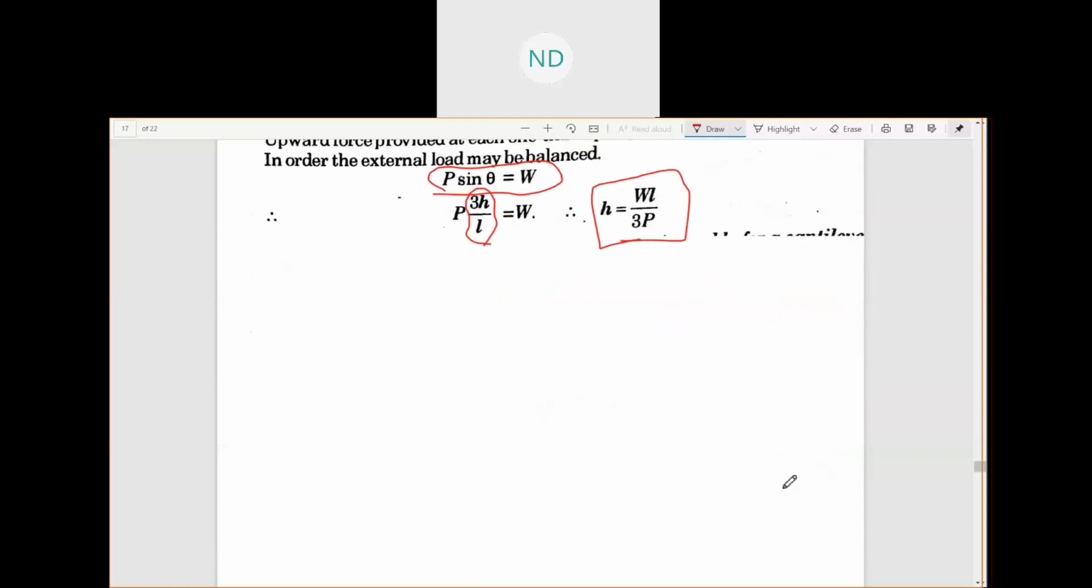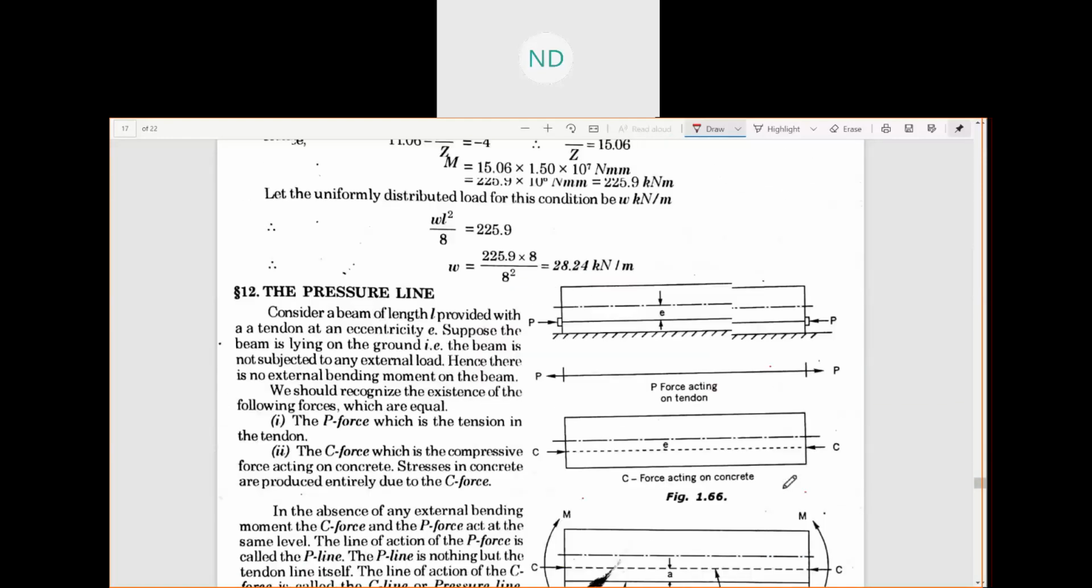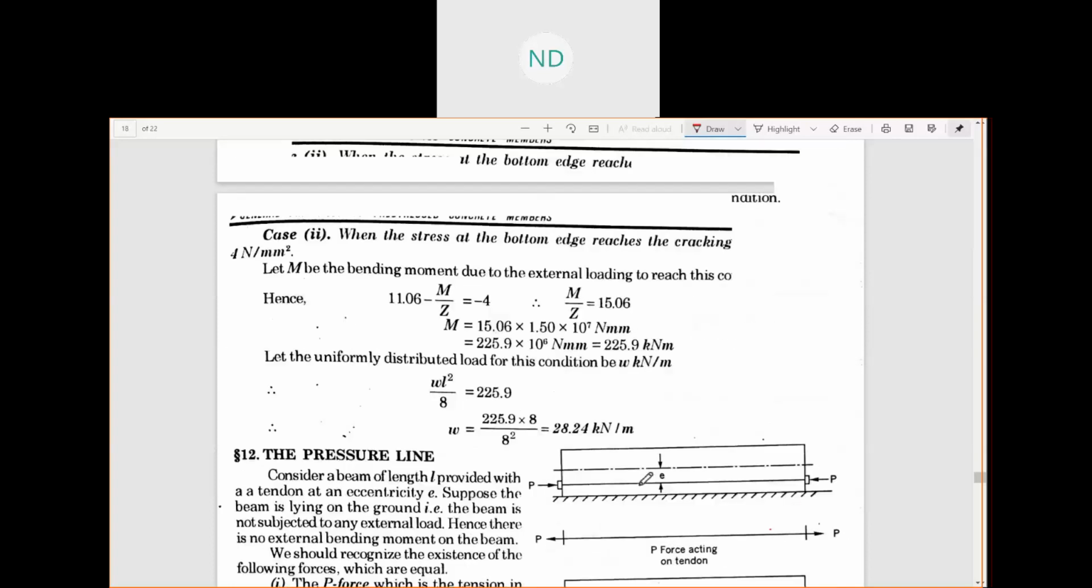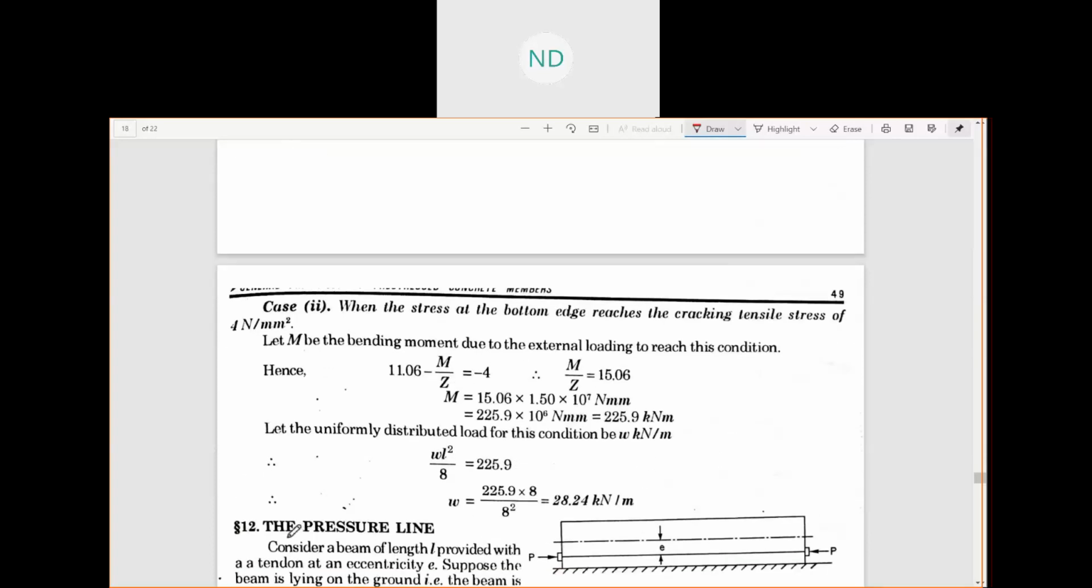Fine. Now next, we will try to find out what our pressure line method is. The third method which we are going to solve and understand is the pressure line method. This is also called the P line method, or the C line method, or it is also known as the strength tensor method.